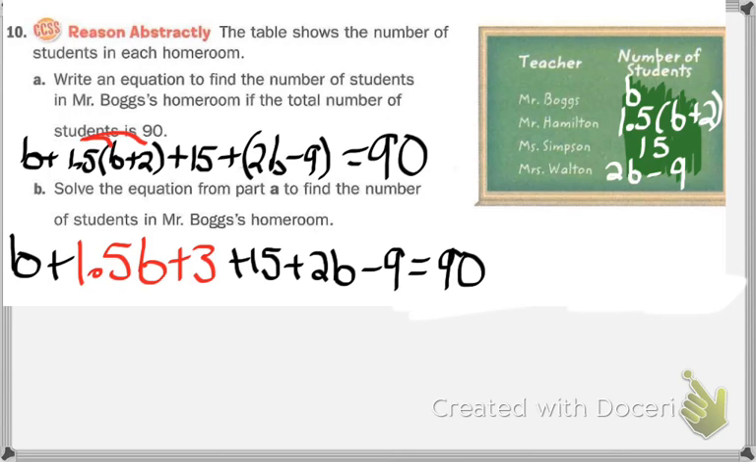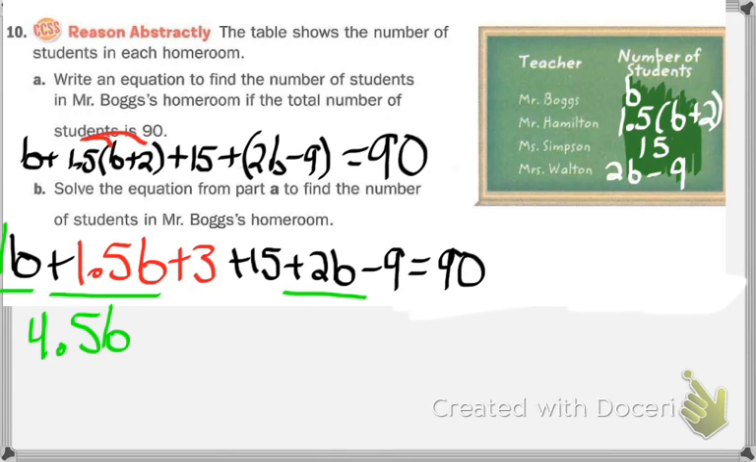Now, go through and combine all of your like terms. B plus 1.5B plus 2B. Combine all of those. Well, let's do the easy ones first. Remember, that's like saying 1B out there. 1B plus 2B, well, that's 3B. 3B plus 1.5B, well, that's 4.5B. So we have a grand total of 4.5 times B.